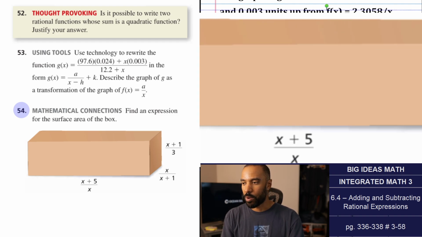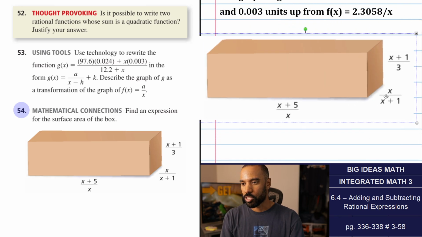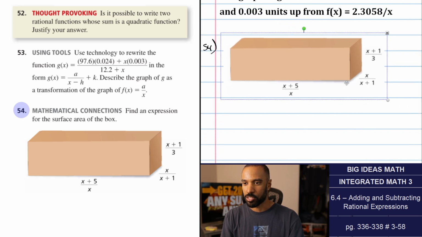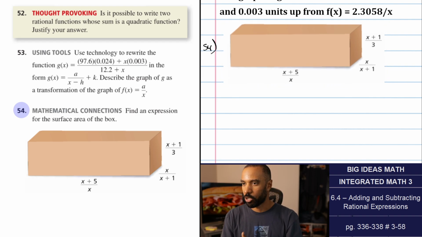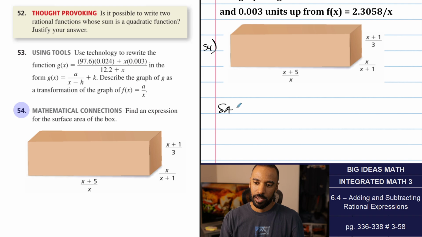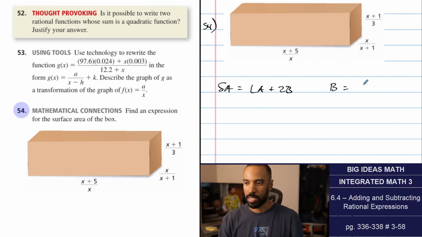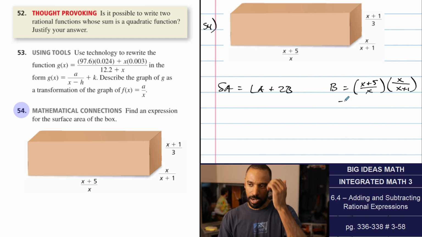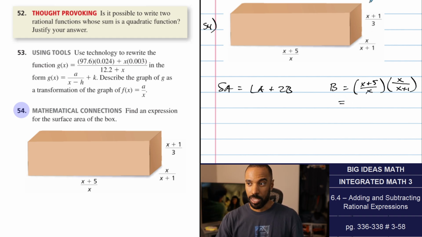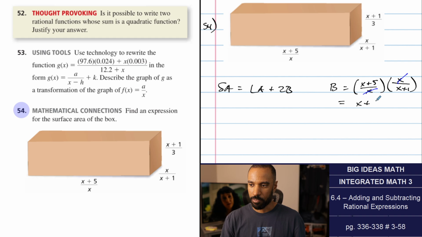So surface area of a rectangular prism, of any prism, is the lateral area plus the area of both of your bases. Because they're all rectangles, we can work that out a little bit. Now the area of any one base, I'm going to make the bottom thing the base, is length times width, x plus 5 over x times x over x plus 1. That is, the x's cancel. Therefore, x can't equal 0. I don't know if it could have to begin with anyway. But x plus 5 over x plus 1. Okay, there's area of the base.